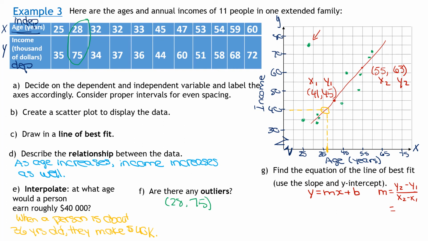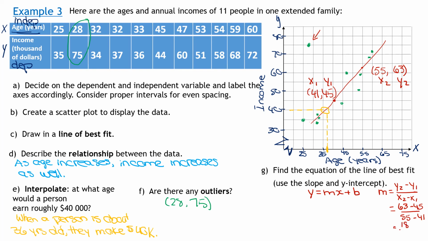So my y2 is a 63. My y1 is a 45, over my x2 is a 55, and my x1 is a 41. So I've got to subtract those numbers. So what is 63 subtract 45? We'll put that in the numerator and we get 18.